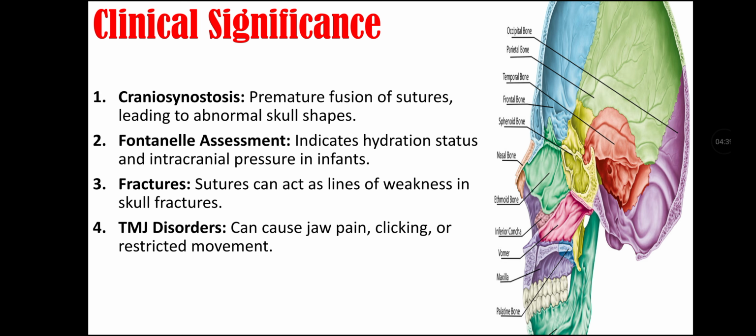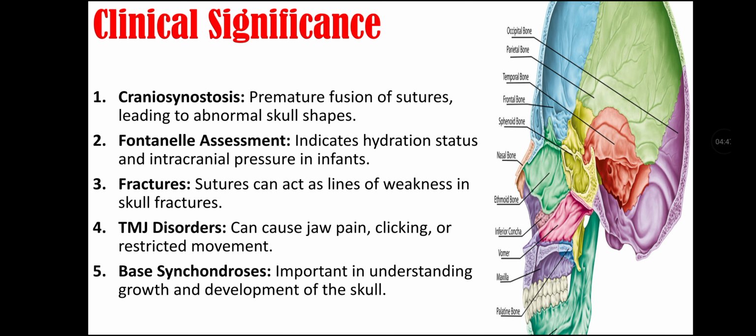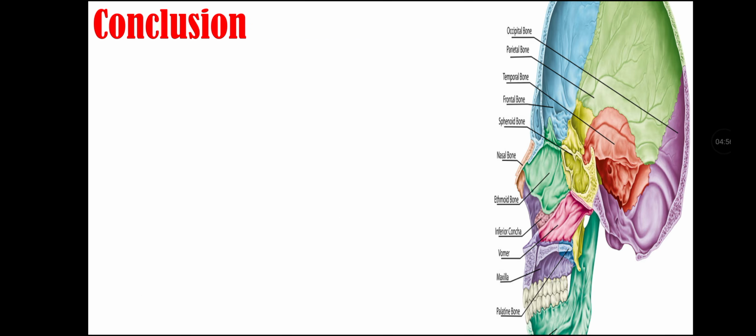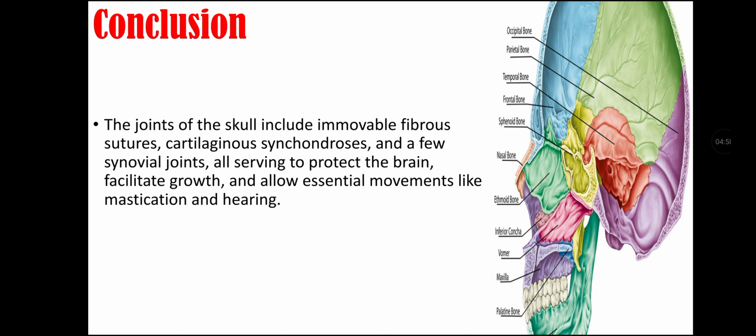Fourth significance is TMJ disorders, as these can cause jaw pain, clicking or restrictive movements at temporomandibular joint area. Fifth significance is base synchondrosis, as these joints are important in understanding growth and development of the skull. Now let's talk about conclusion of this lecture video.